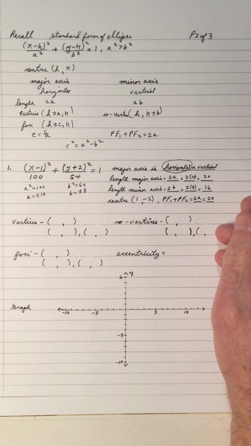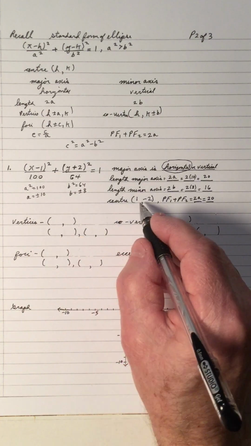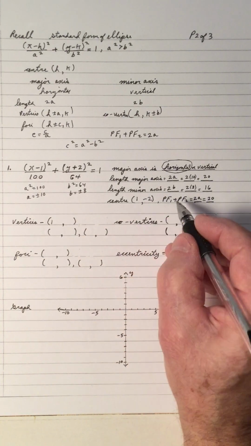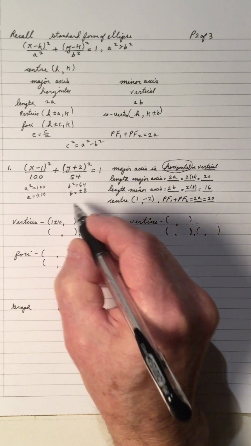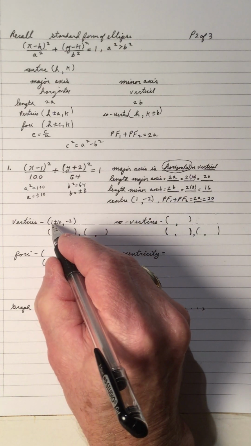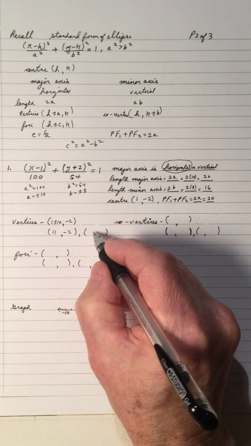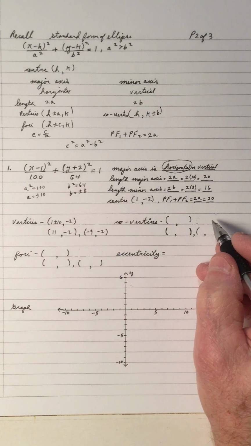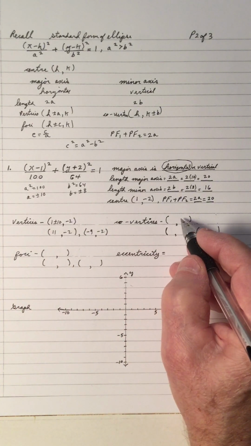Now the vertices on this ellipse, the vertices are the horizontal, so it's the center of 1, and it's horizontal, so we add the 10, plus or minus 10, comma, -2. That's the vertices. So we get 1 plus 10 is 11, -2, and 1 minus 10 is -9, -2. And the co-vertices, the vertices lie on the major, which is the x, the co-vertices lie on the y.